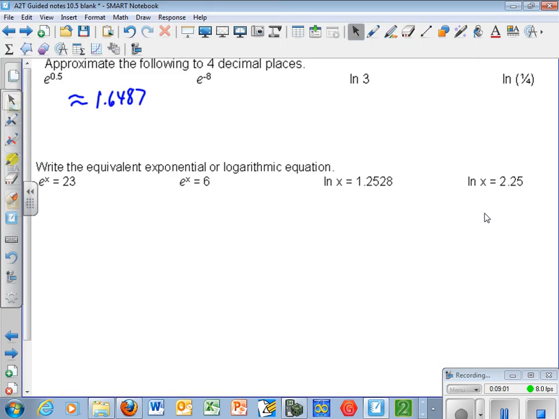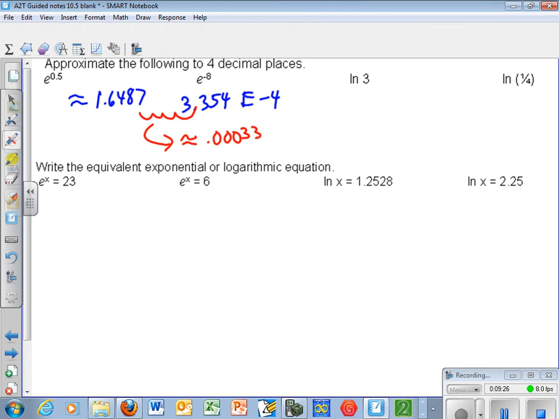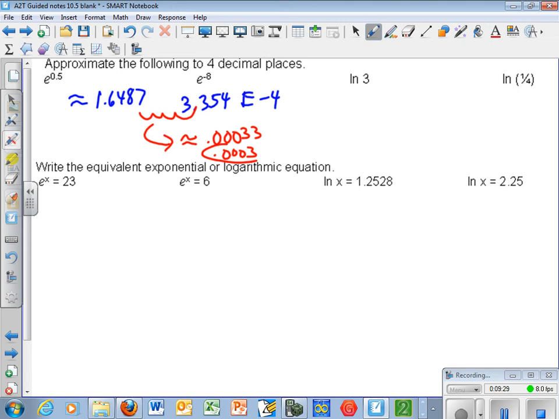That's in scientific notation. So it's 3.354 e negative 4. I'll round that decimal off. Now that really means we take and we move the decimal point 4 places to the left. So this is really approximately 0.0003. Well, 33, but let's go ahead and round off to this. So please make sure you pay attention to that e. So that's taking that natural number e to the negative 8th power.